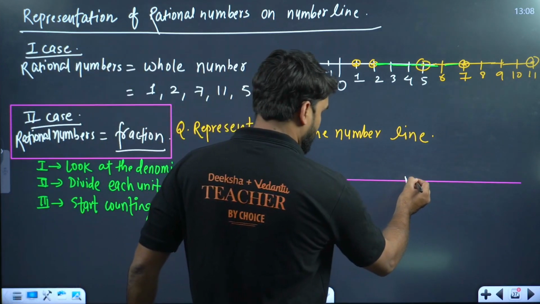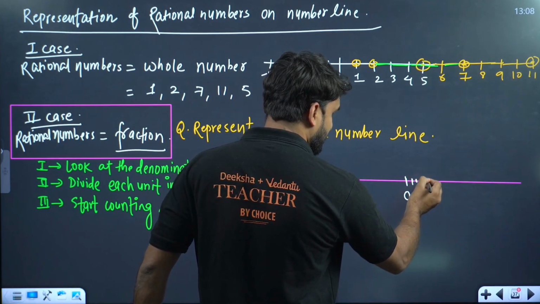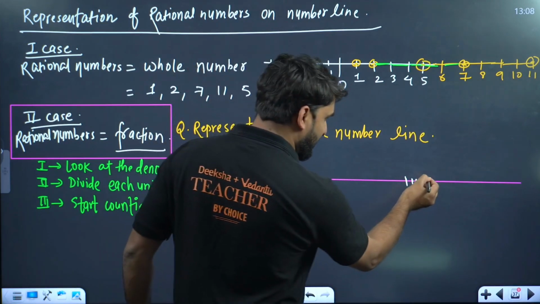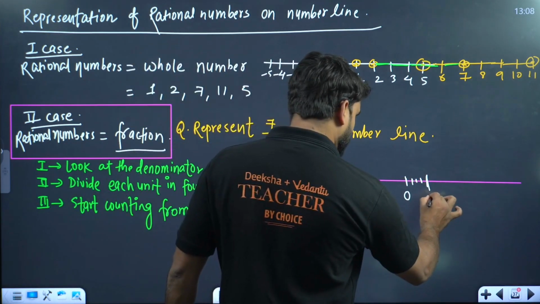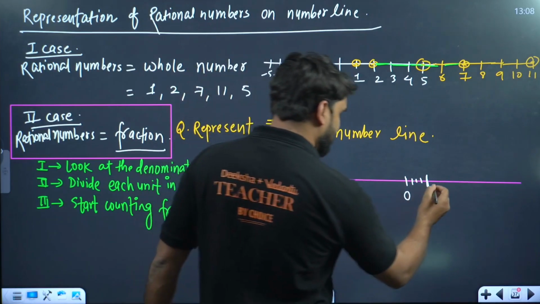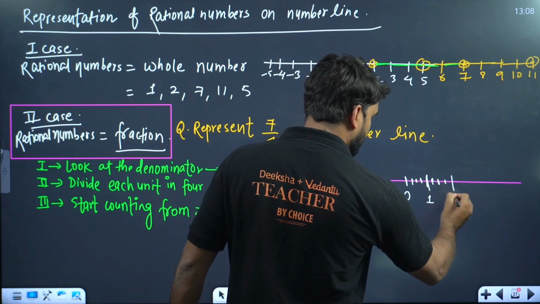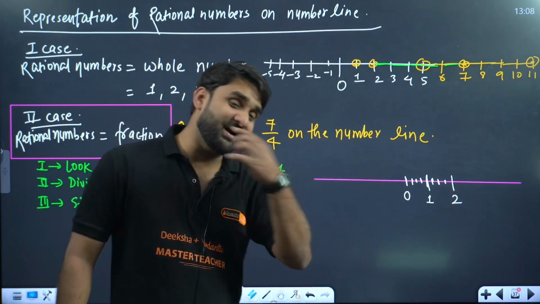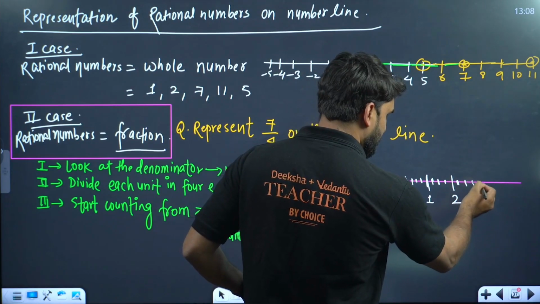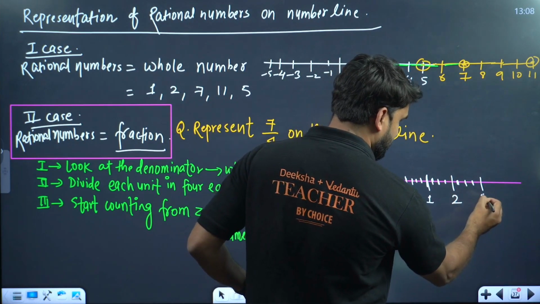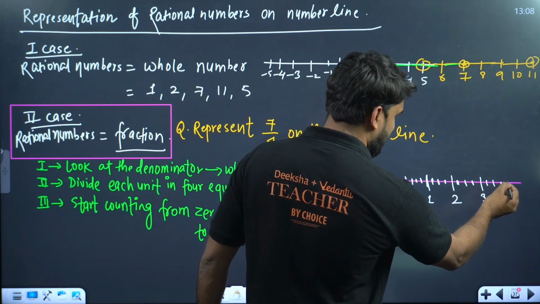So 1, 2, 3, 4, and this will be your 1. So 0, 1. 1 unit is divided into 4 equal parts. Again 1, 2, 3, and this will be 2. So each unit will be divided into 4 parts. Again 1, 2, 3, and this will be your 3. Similarly 1, 2, 3, and this will be your 4.